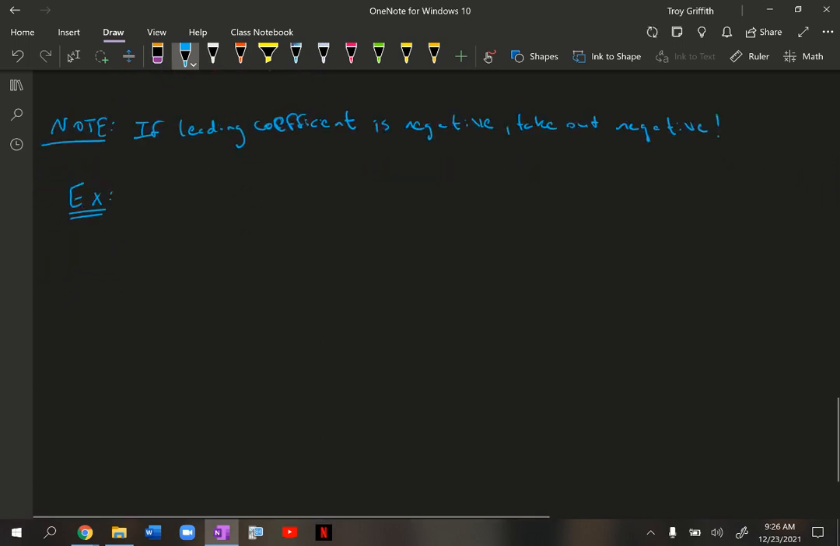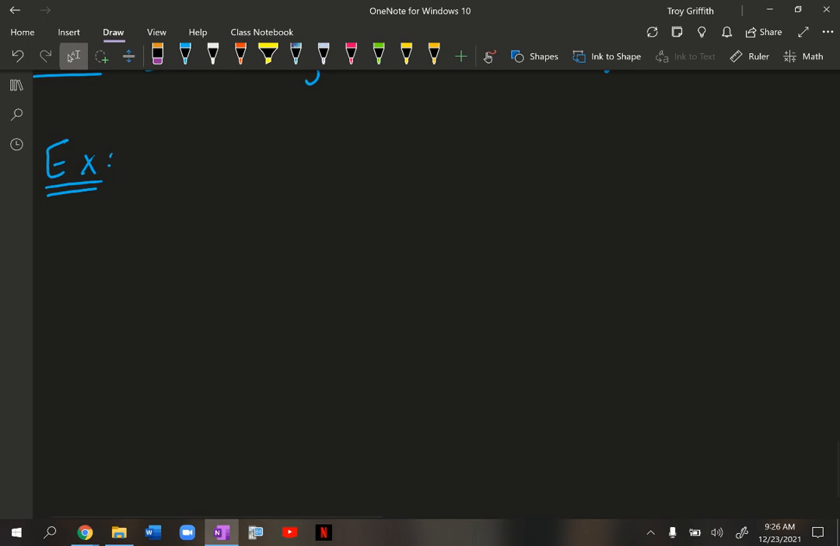Okay, so if we see a negative at the beginning, the very first thing we're going to want to do is take out that negative. So let's try this. Let's go y equals negative 3x cubed plus 32 plus 48x minus 2x squared.